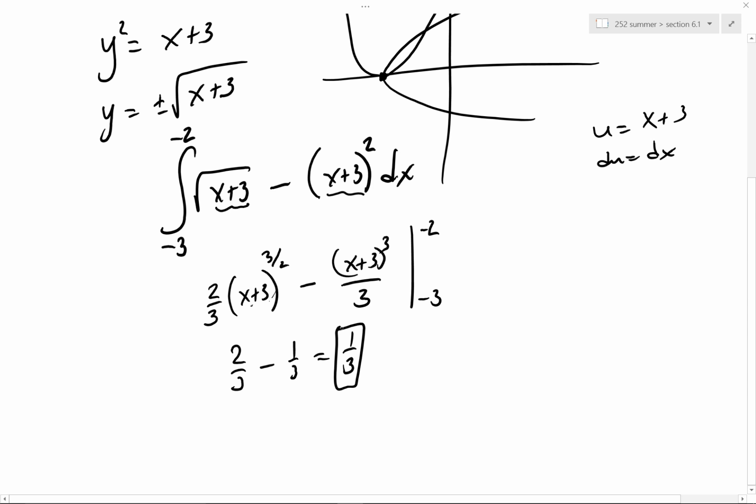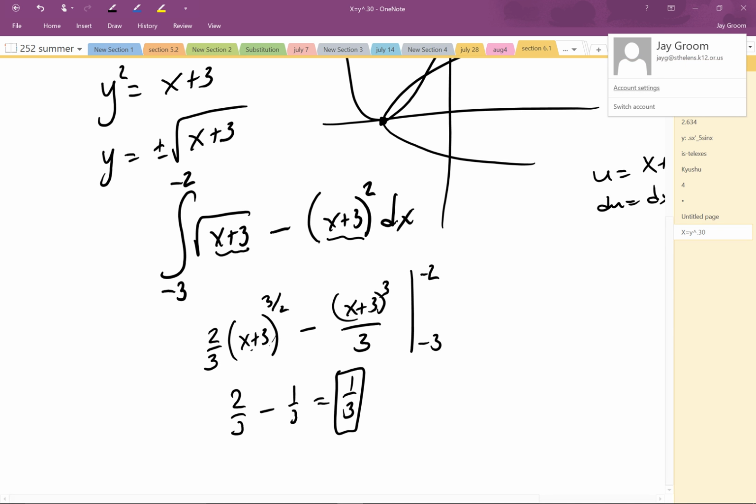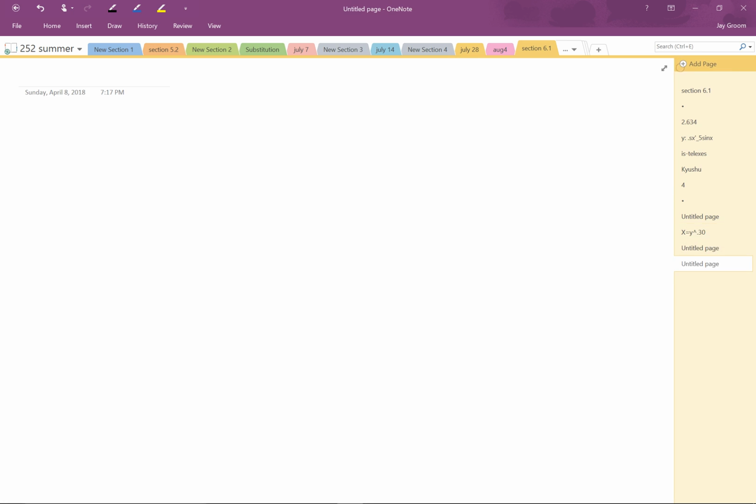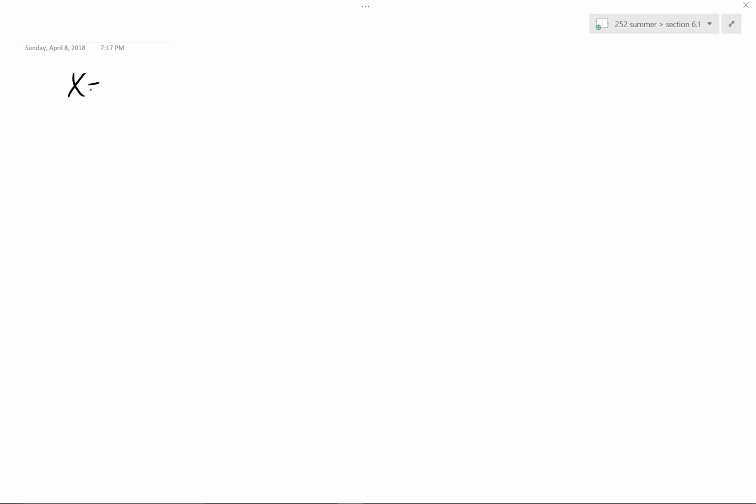Now, that's all fine and dandy, but what if I had chosen to go the other route? What if I had chosen to leave it as x equals y squared minus 3, and the other one, which was y equals (x plus 3) squared? Suppose I had chosen to do this differently, and I chose to solve for x here. Let it have the square root of y, plus or minus, and then plus 3.